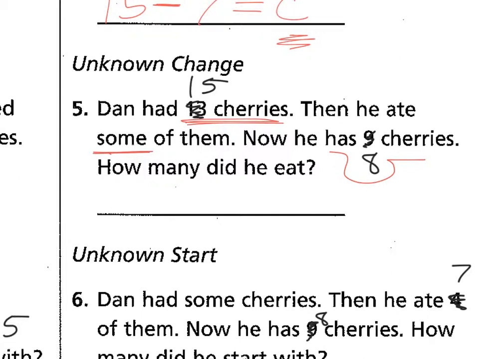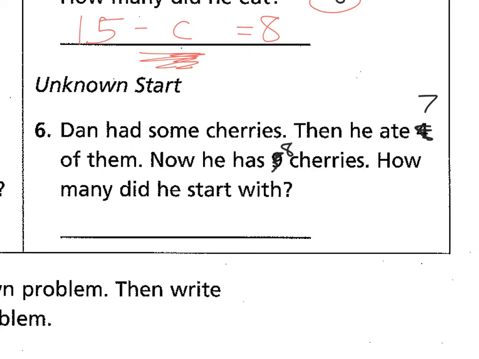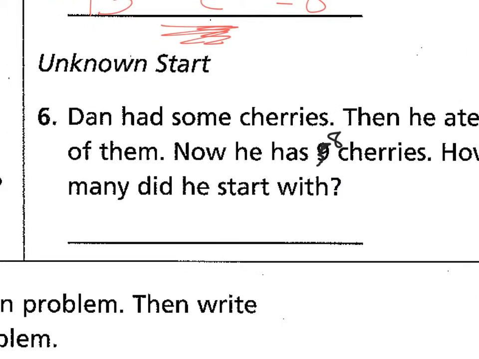Okay, well, I know that the answer is 8 because that's how many they said he ended with. He started with 15, and he ate some. So some went away. Some are now in his belly. So there's my equation. My unknown, there is the change. How much did it change by? And unknown start.